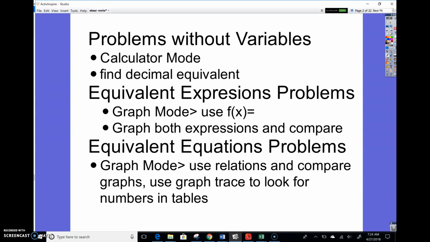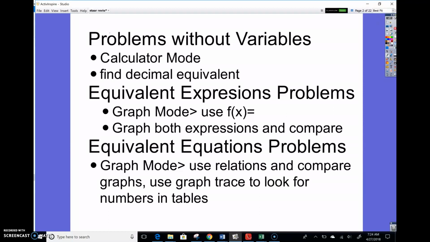Okay, today we're gonna solve equivalent and representation problems. So there are basically three types of problems. There are problems without variables. With those, you just go to the calculator mode, find the decimal equivalent.